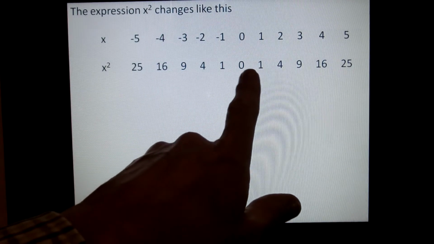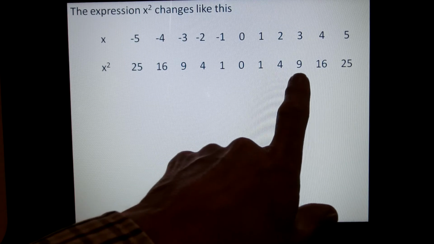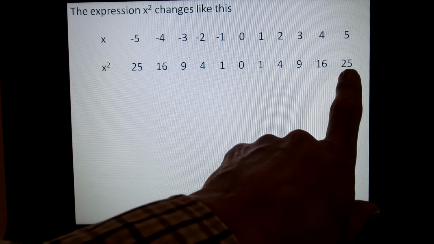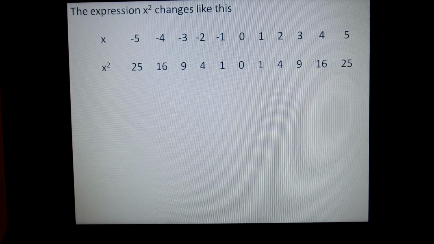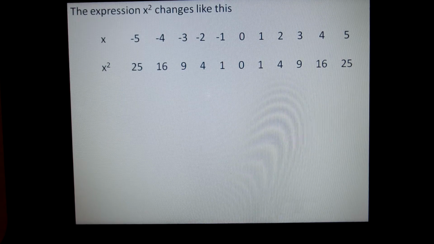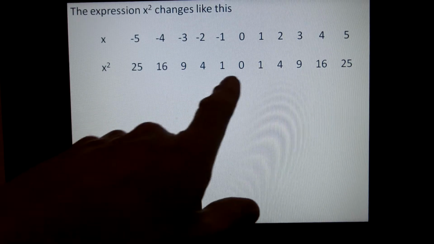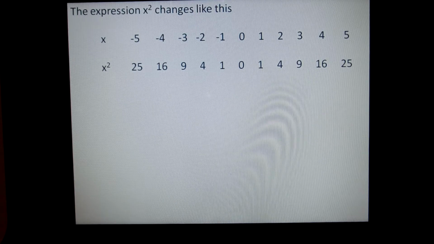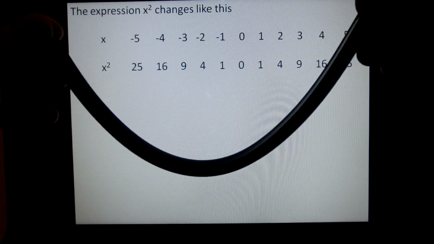The increases each time, so it increases by 1, by 3, by 5, by 7, by 9. So the increases are not steady, so this will not produce a straight line graph. What we can also see is that it will be symmetrical. So the graph we're going to get will not be a straight line, it will be a curve, and it will be symmetrical and will look something like this.